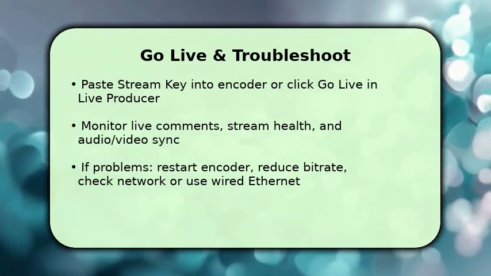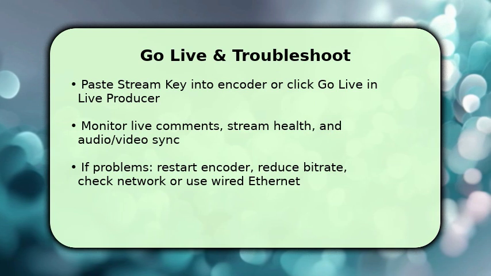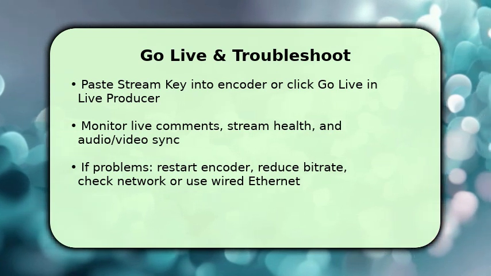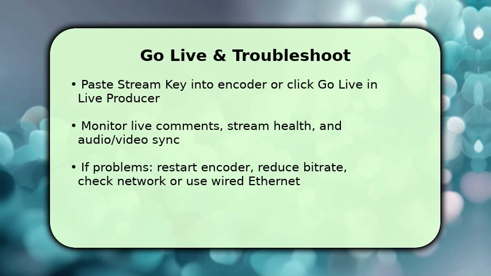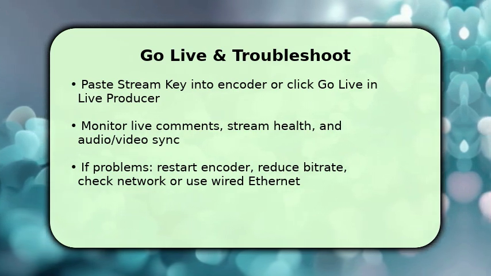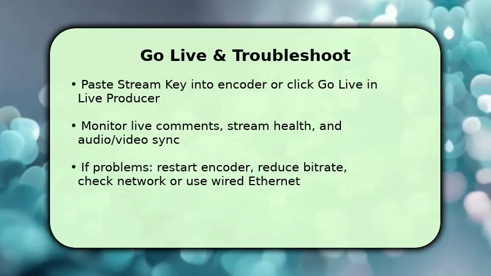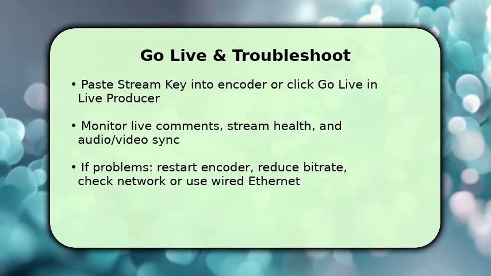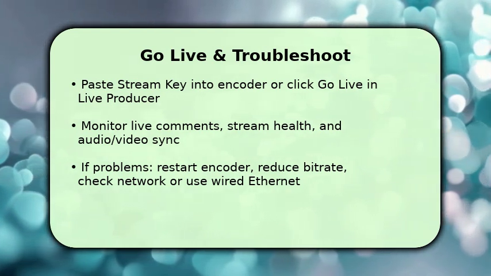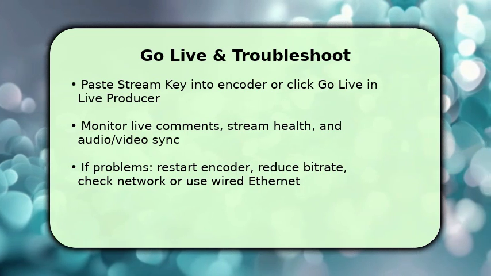Now you launch the stream and monitor performance. Paste the stream key into your encoder or click Go Live from Facebook Live Producer, then wait for the preview and hit Start Streaming. Keep an eye on stream health metrics and viewer comments, and watch audio/video sync in the preview. When you wrap, end the stream in both encoder and Facebook. The recording will save to the page or profile.